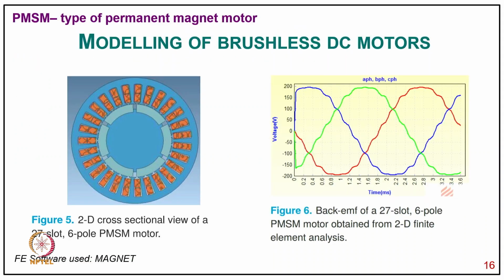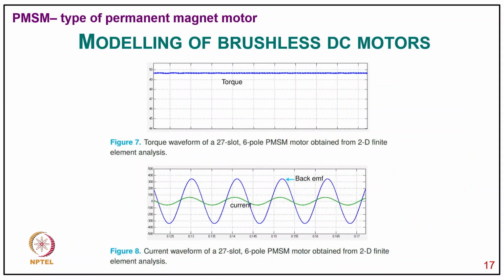And you can clearly see here the 2D sectional view of a 27 slot 6 pole PMSM, the back EMF of the 27 slot 6 pole PMSM obtained from the 2D finite element analysis, and the current waves, the torque of a 20 slot PMSM obtained from 2D analysis, and how the current waveform goes along with the back EMF.